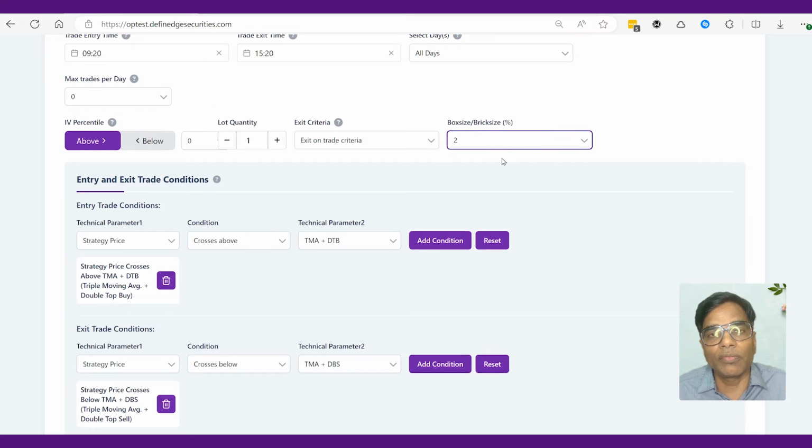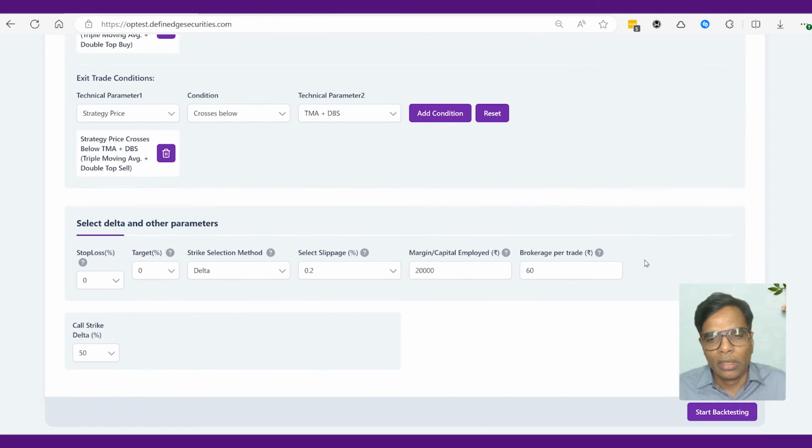on the basis of which we are going to plot our PNF chart, and then we add the triple moving average as well as double top buy and double bottom sell patterns, and take the entry signal and exit signal as per our system, and we enter the long call or exit the long call. Okay, now we are not using any stop loss or target here.